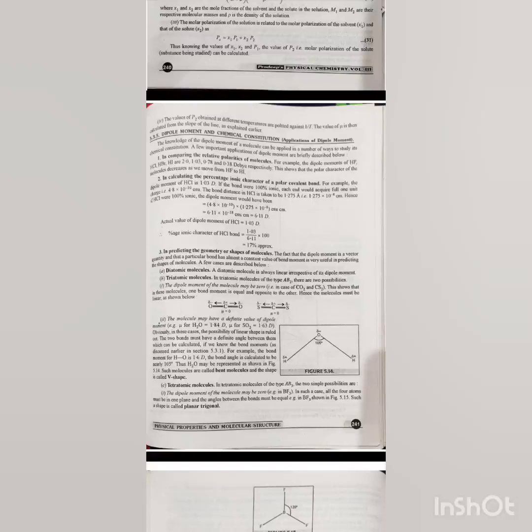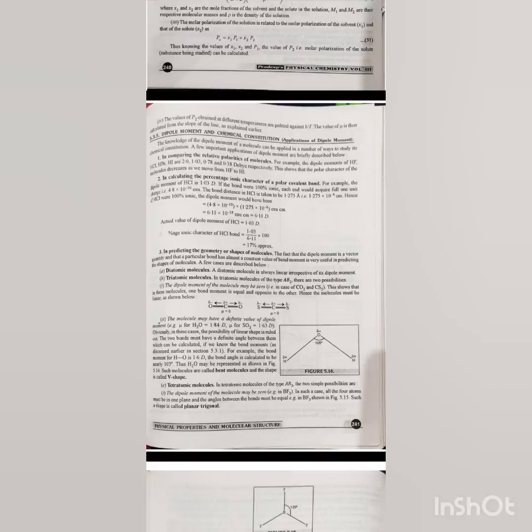B. Triatomic molecules. In triatomic molecules of the type AB2, there are two possibilities. First, the dipole moment of the molecule may be zero, that is in case of CO2 and CS2. This shows that as in these molecules, one bond moment is equal and opposite to the other, hence the molecules must be linear as shown below.